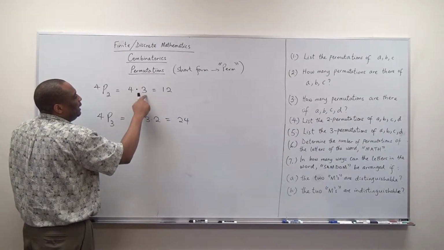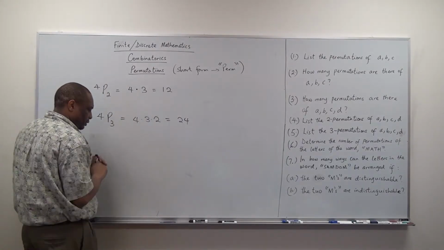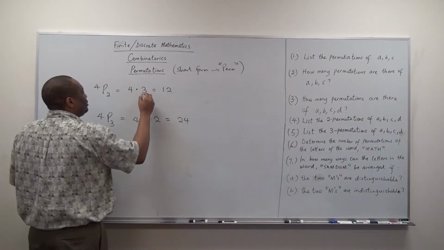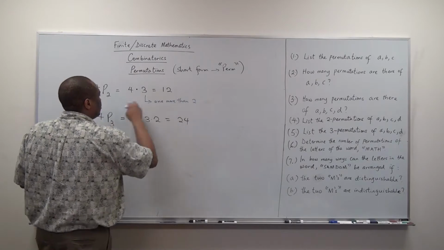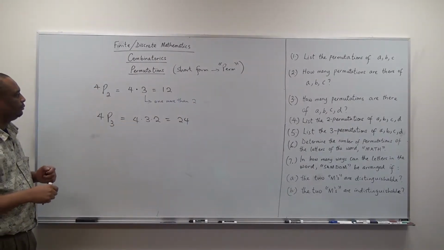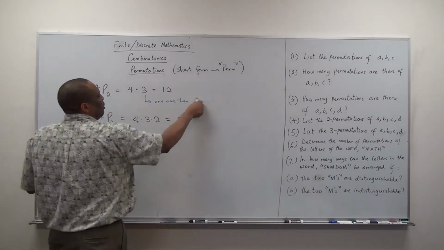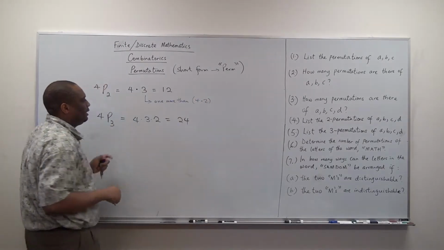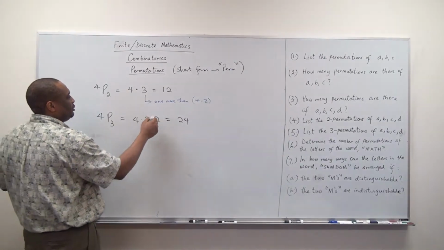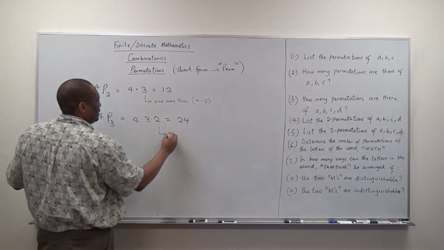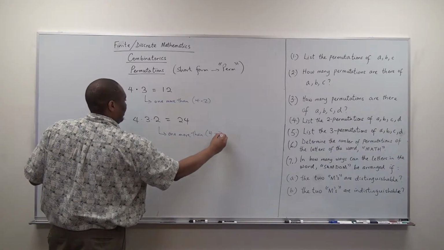Alright, now, you see that this 3 is 1 more than 2, right? It's 1 more than 4 minus 2. 4 minus 2 is 2, so 1 more than 4 minus 2. Then this 2 here, where we stop, is 1 more than 4 minus 3.